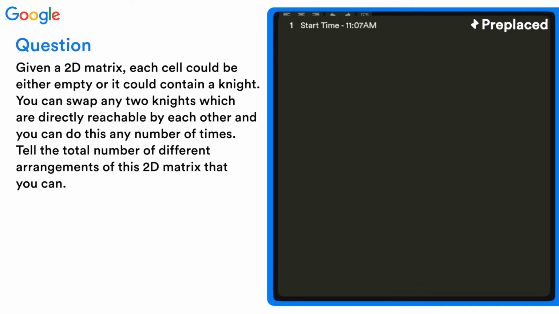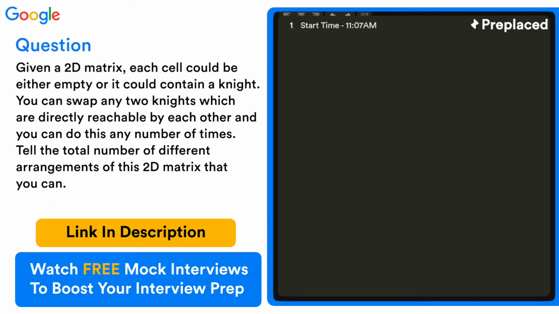Just for distinction, I'm going to put K1, K2, and K3, but understand that that would not be given in the input. So a different arrangement as per the question could be that I can swap K1 and K2, knight 1 and knight 2. And in this modified chessboard itself, I can make more changes, or in the original chessboard, I can make changes.